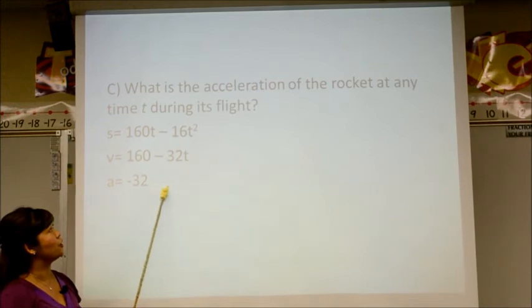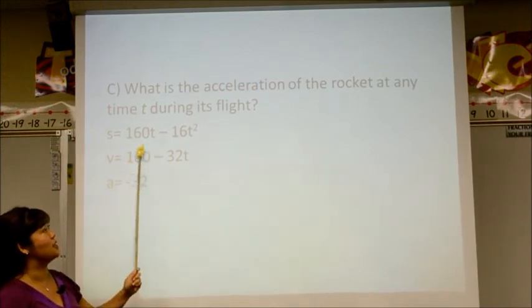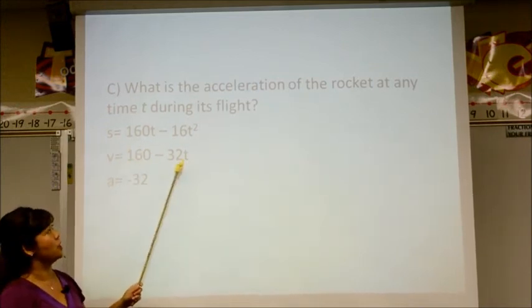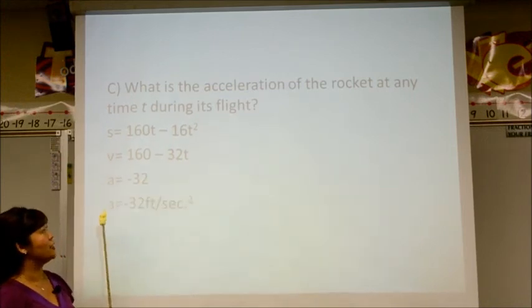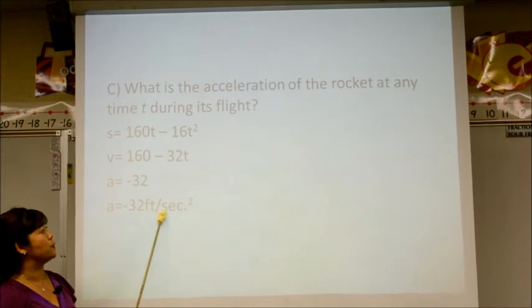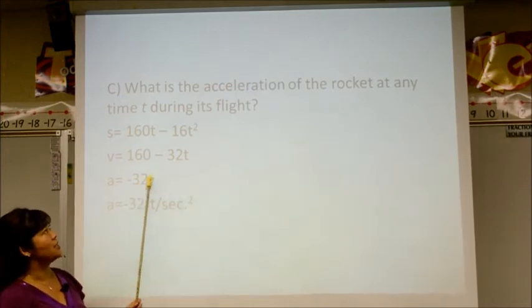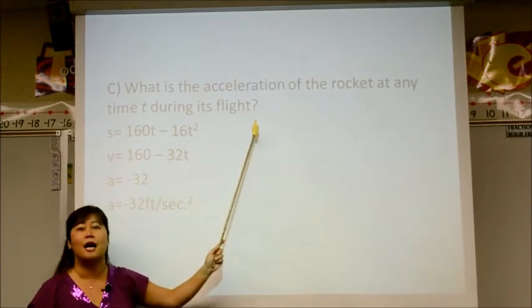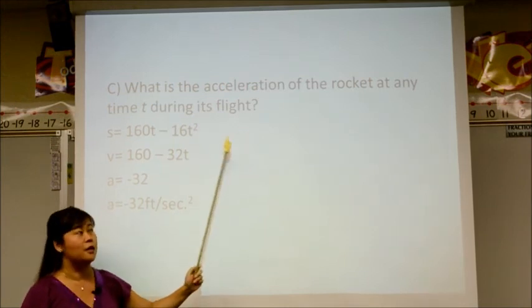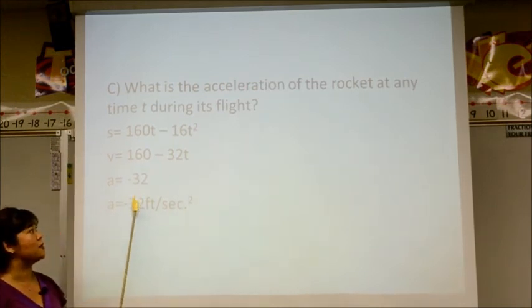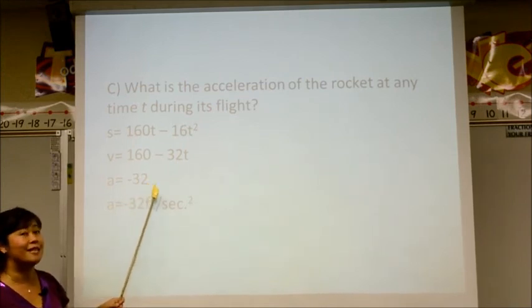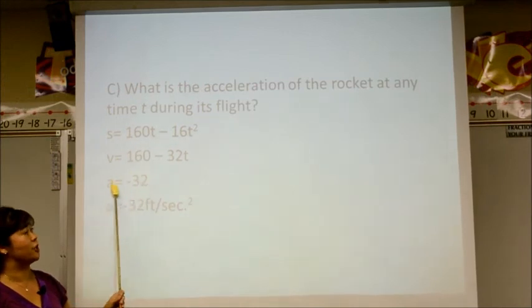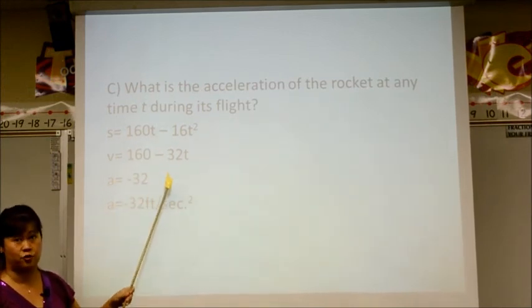Notice there is no t right there because the derivative of 160 is a constant, so that disappears, and this right here becomes negative 32. Okay, so we're just going to add the units, which is negative 32 feet per second squared. So if they ask us to find acceleration at a certain time, t equals, let's say 5, we will not substitute 5 into this equation. Why? Because there is no t variable in here. So acceleration will always be negative 32 no matter where the location is.